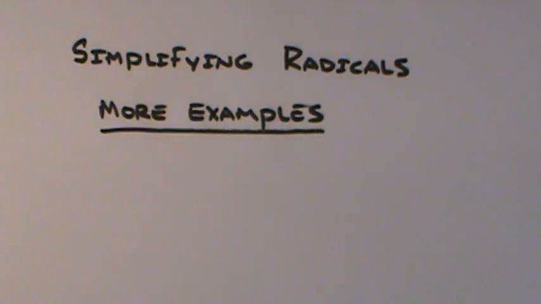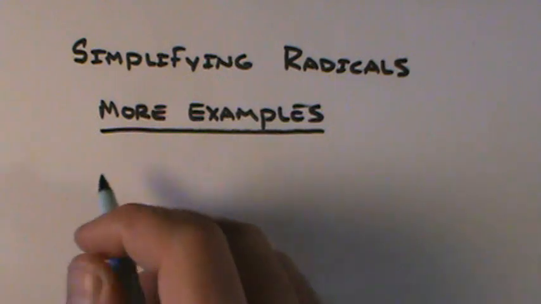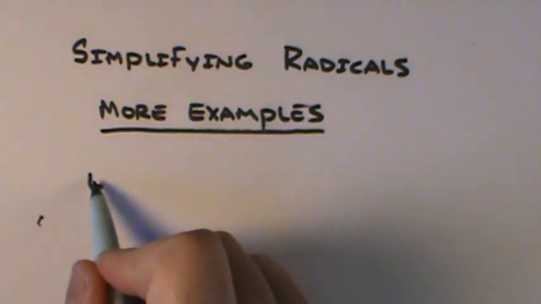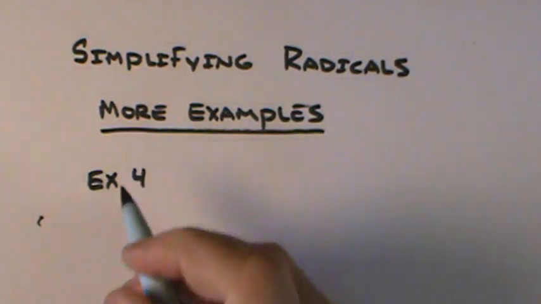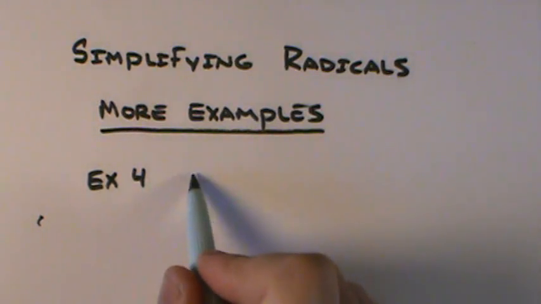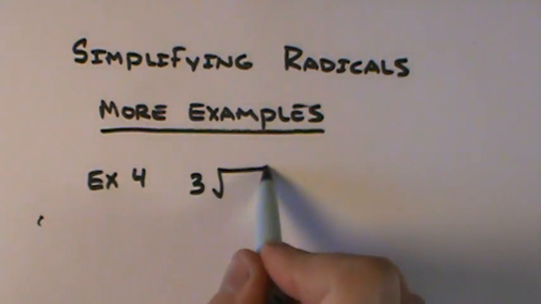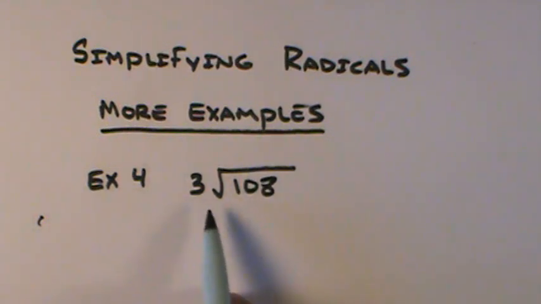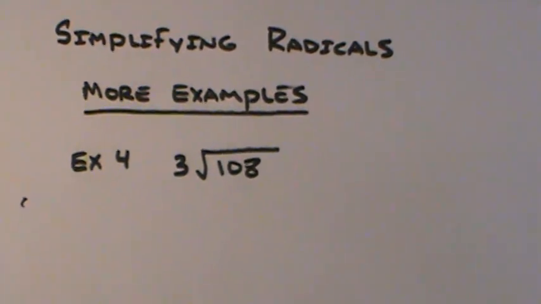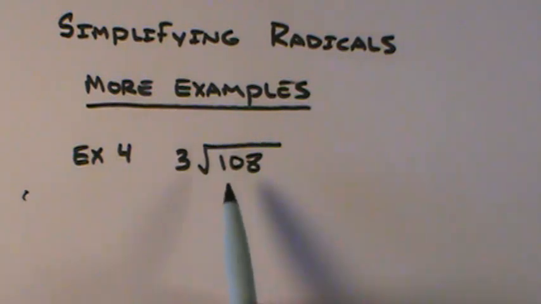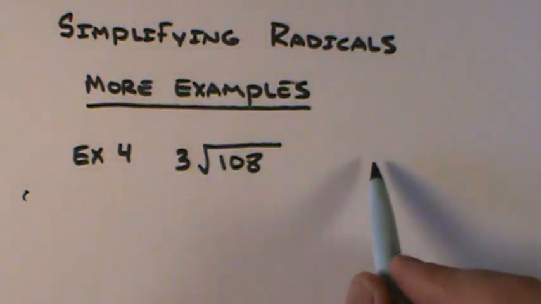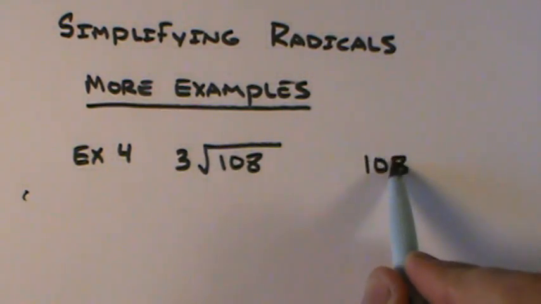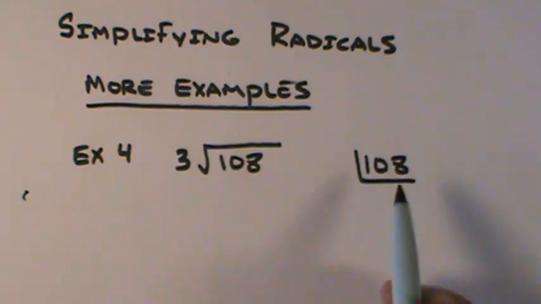More examples of simplifying radicals. We'll start here with example 4. For example 4, I've got 3 square root 108. With 3 square root 108, I have to determine how to break 108 down. So I come off to the side, I'm going to do my prime factorization.